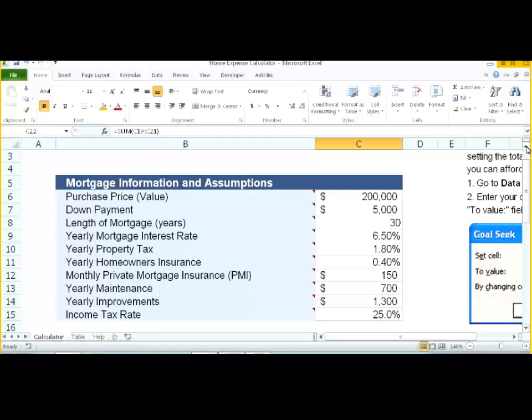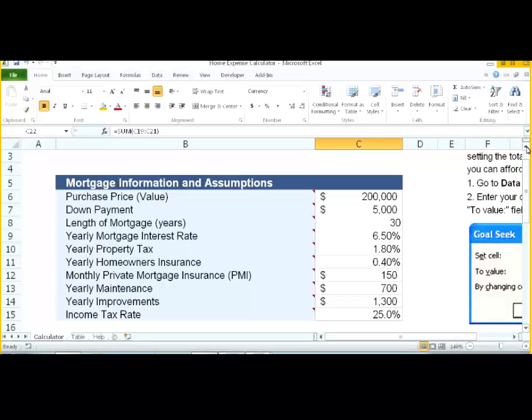Okay, so here we go. Let's look at this particular example. Here, there's a purchase price of $200,000. We're only paying $5,000, which is only 2.5%. 10% would be $20,000, but accumulating $20,000 is not that easy.